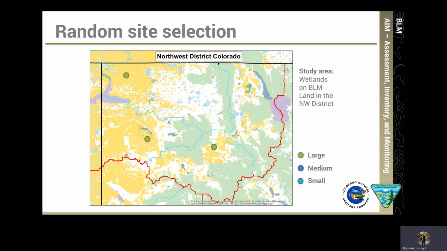So I draw 6 points in the large category, 6 points in the medium category, and 6 points in the small wetland category. So in this case, my study area is the Northwest District of Colorado. My sample design includes 3 strata, large, medium, and small wetlands, and I have 6 sites in each strata.